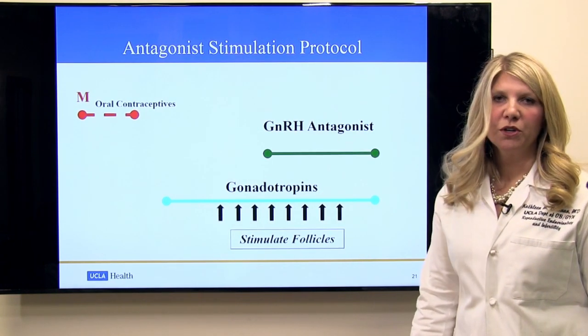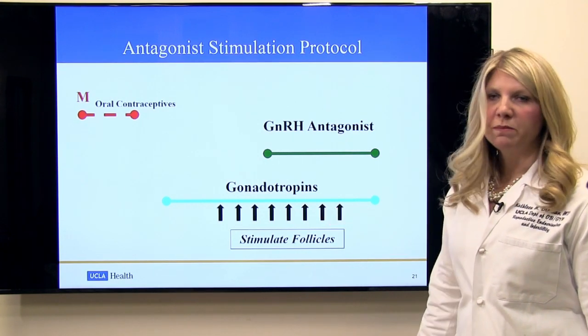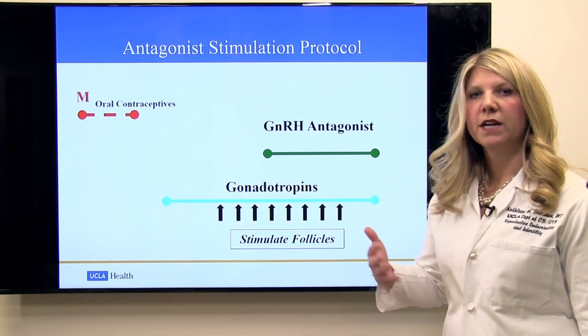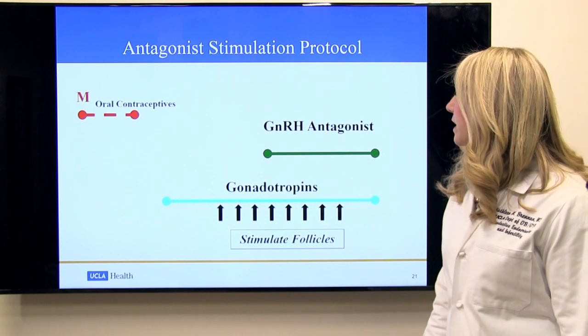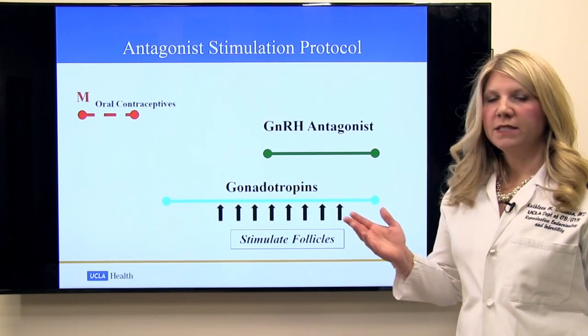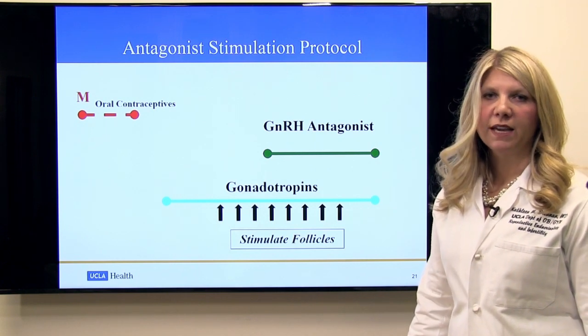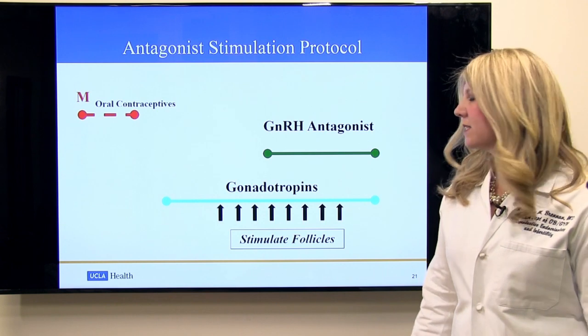The antagonist protocol is the protocol that we typically use. Again, the M denotes menses, and we often will start with oral contraceptives. Again, the oral contraceptives are to help to synchronize the follicles of the ovary. We then take the patient off of the birth control pills for about 3 to 4 days in order to allow the ovaries to wake up a little bit and be less suppressed.